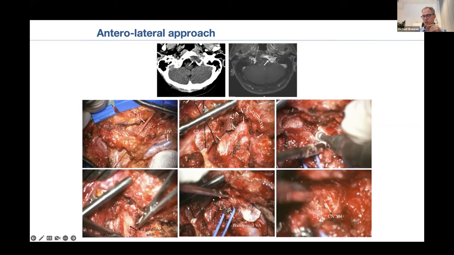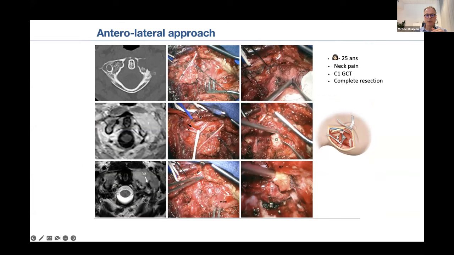Another tumor, a giant cell tumor, again the same principle. And it was this image I showed you before. In order to access this tumor, you have to transpose the vertebral artery. And when the artery is transposed, then you can obtain access to remove this tumor.